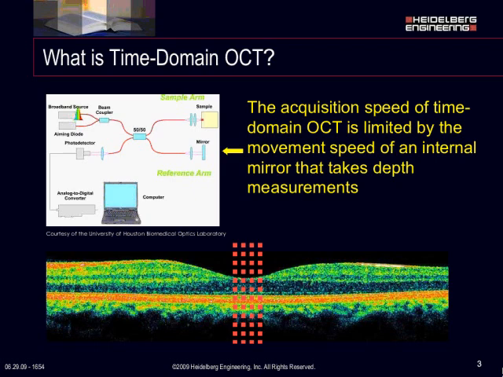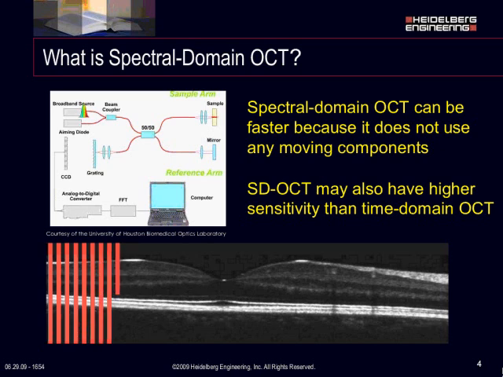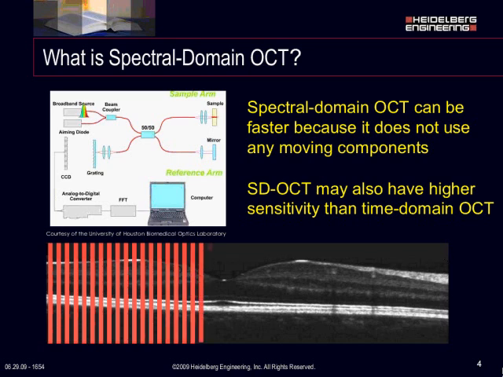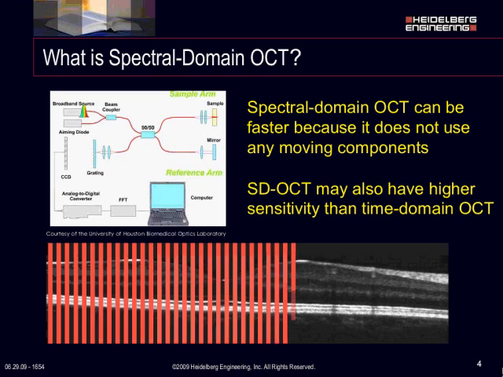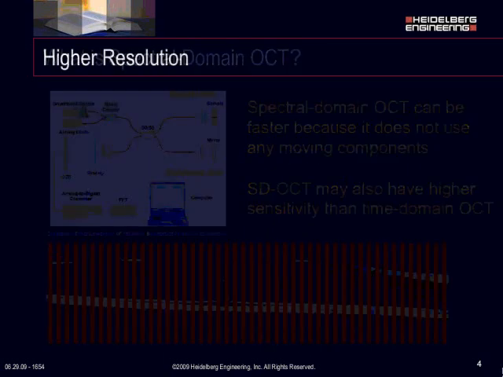In spectral domain OCT, that reference arm, or that mirror, does not move at all. It actually stays fixed, so the images are acquired much faster. The big difference with the SPECTRALIS OCT is we have an eye tracker, which actually allows us to scan the exact same spot every single time. So not only do we have the advantage of the mirror not moving, but we have the advantage of the eye tracker itself, which gives us greater resolution.